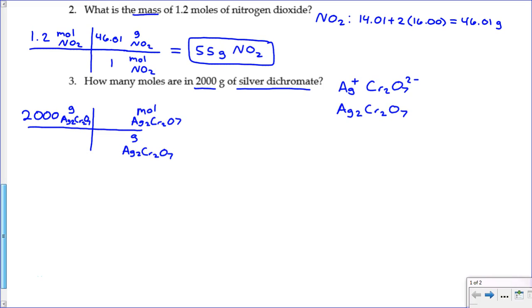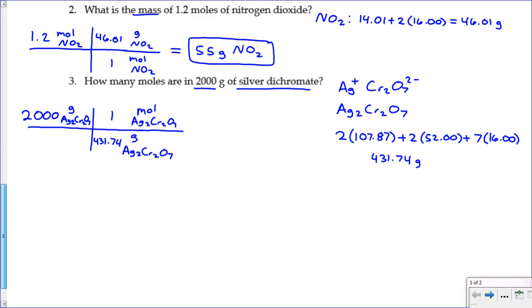To do that, we need to get the molar mass. Lots of things in here, but we can calculate it. So it's 2 times the mass of silver, because there are 2 silvers. Silver is 107.87. Plus 2 times the mass of chromium, 2 times 52.00. Plus 7 times the mass of oxygen, so that's 7 times 16.00. Go ahead and add all those together, and what you get is 431.74 grams. So we put that 431.74 on the bottom here with the grams, and it's that many in 1 mole.